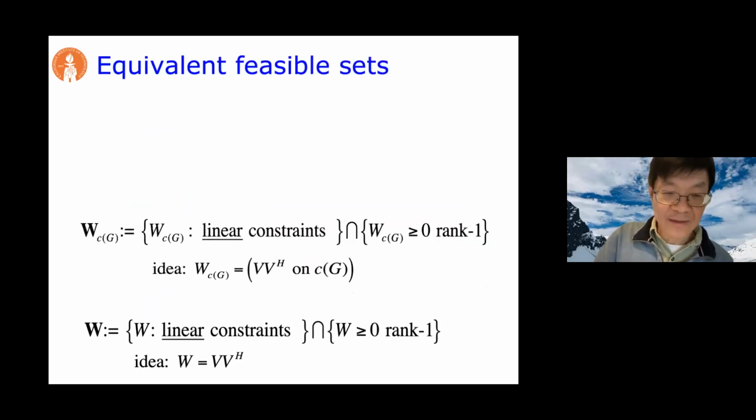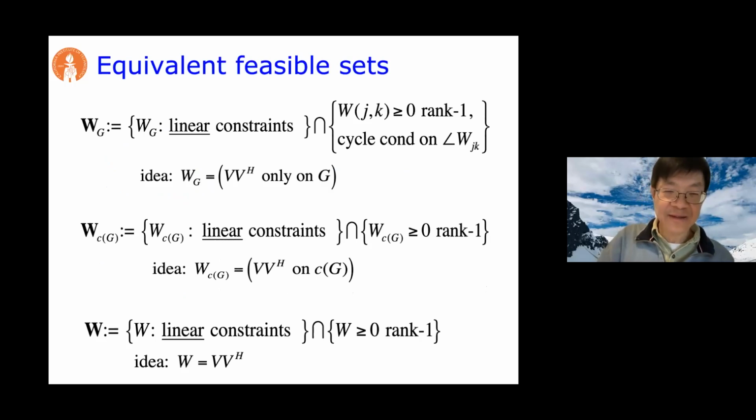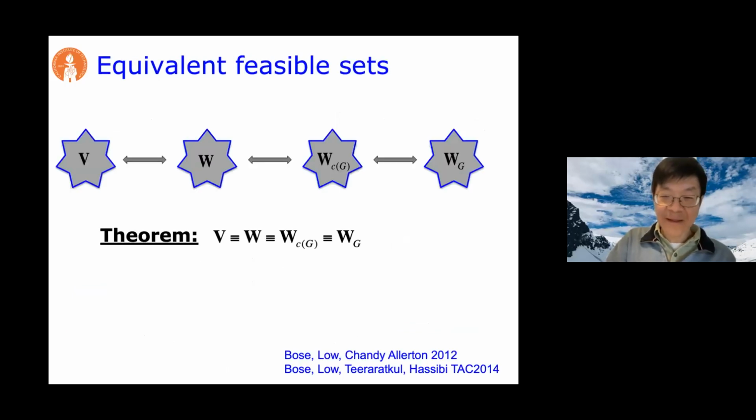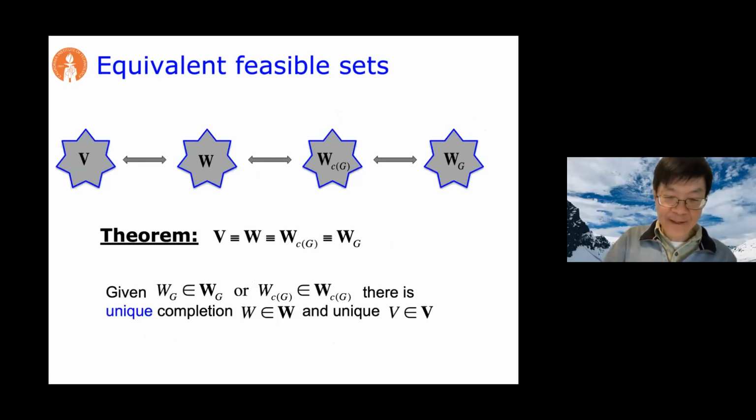Okay, so here's the conclusion. These 3 sets are equivalent in the sense that given a solution in one, you can get a solution in the other set. And the non-convexities are the rank 1 conditions, and also the cycle conditions. So that's the implication of that theorem, that all these sets that we defined in the previous slide are equivalent. Equivalent here means there's a 1-1 bijection, a 1-1 correspondence between the sets. Okay, so that's the completion stuff.